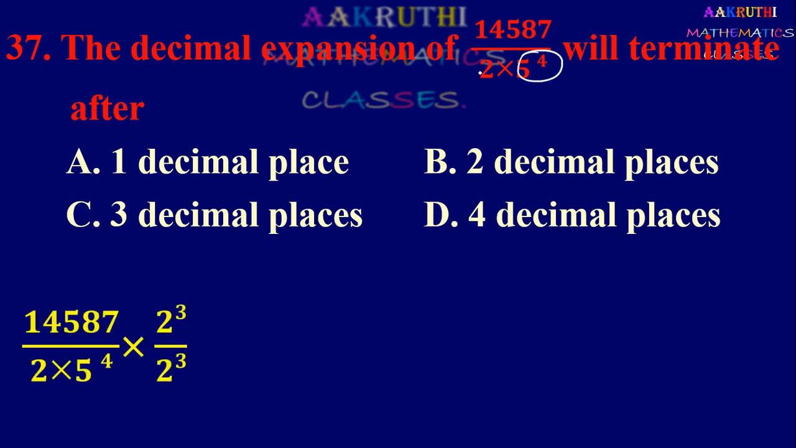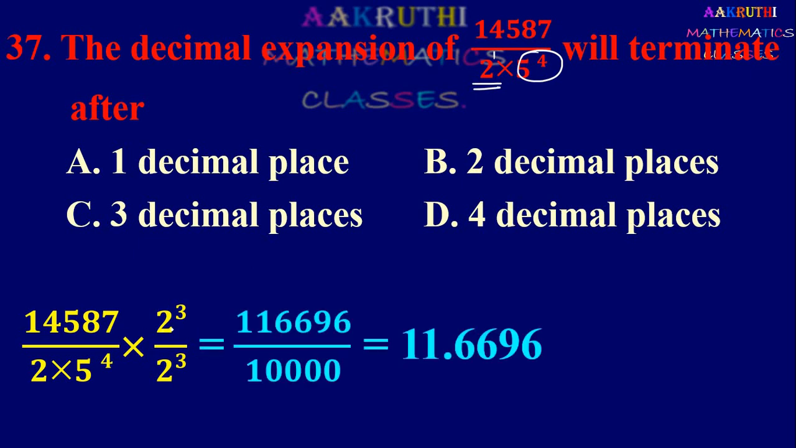So here we have 5 to the power 4 and here we have 2 to the power 1. We multiply both numerator and denominator by 2 to the power 3. That is, in the denominator we have to get 10 to the power 4. We multiply by 2 to the power 3. That is 14,587 into 8 is 1,16,696 divided by 10 to the power 4, and 10 to the power 4 is 10,000. So when we divide this we get 11.6696.